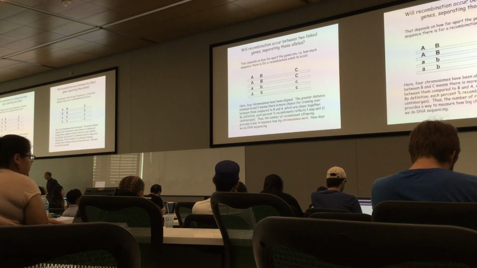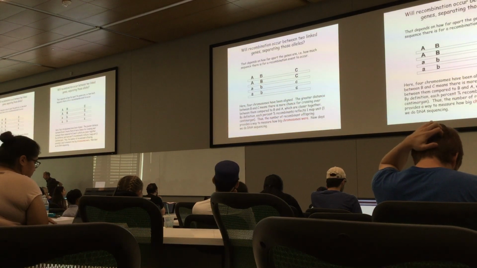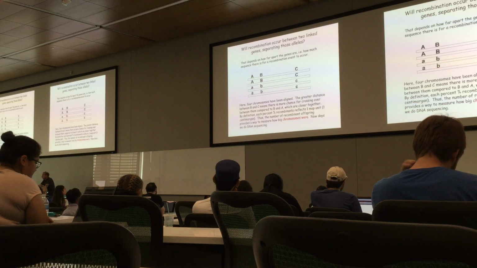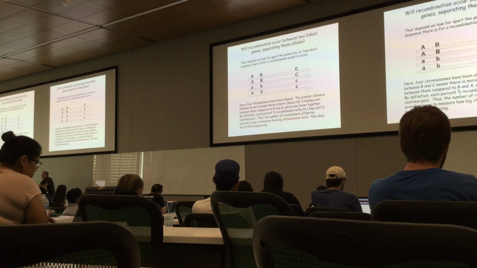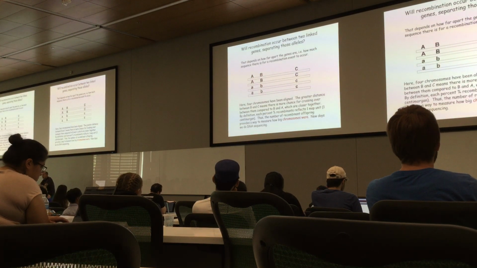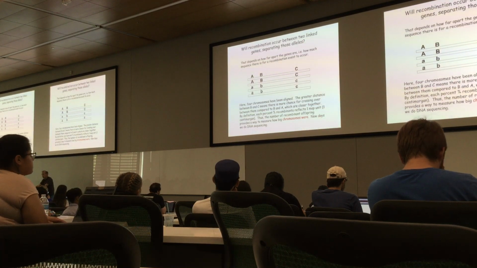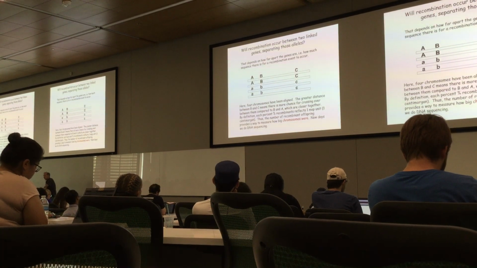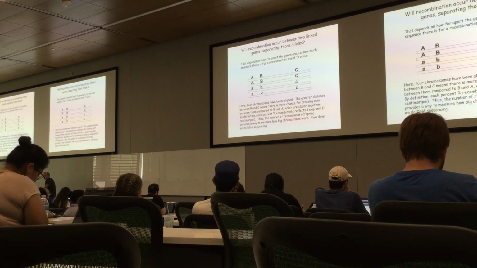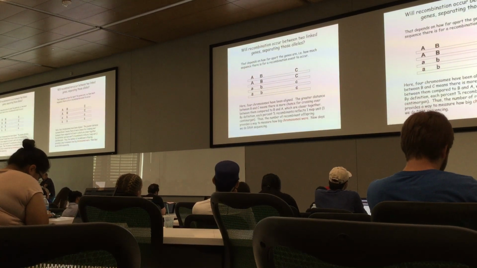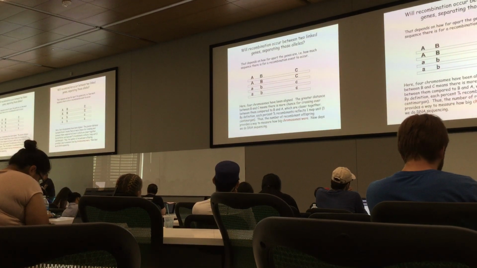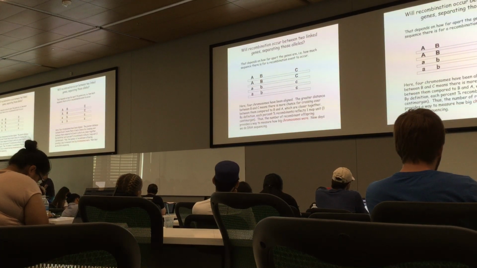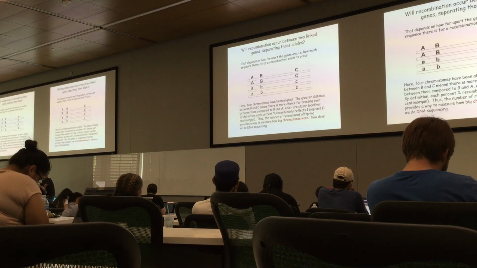Okay. So now a question arises: will recombination occur between two linked genes, separating those alleles? Will it happen? Will it not happen? It turns out it depends on how far apart the genes are, which is sensible. Meiotic recombination is a random process. We don't think of it as picking a particular spot deliberately, it mostly just happens. And the likelihood of it happening is going to depend on sequence space.